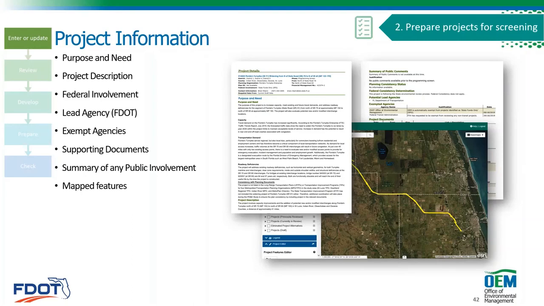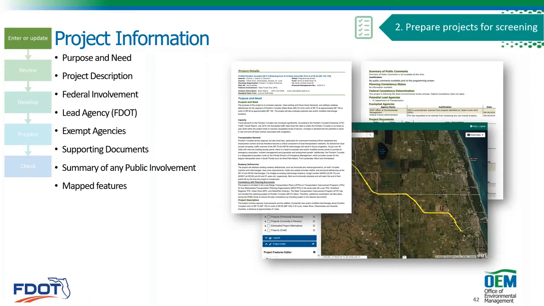If you've had any public outreach or involvement, there's a place where you can summarize that. So you can give an indication. If, for example, there might be a local agency that you've communicated with, there might be a special interest group that has been involved and has some questions, and you can summarize that involvement that you've had to date. And then, of course, you'll map the features of the project so that it appears on our interactive map, and we can compare it with the GIS information that's available on the environmental screening tool.